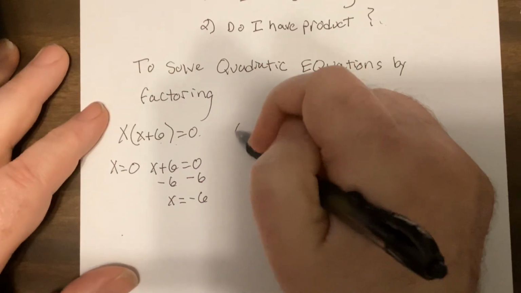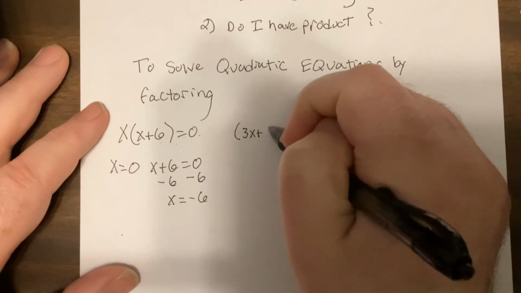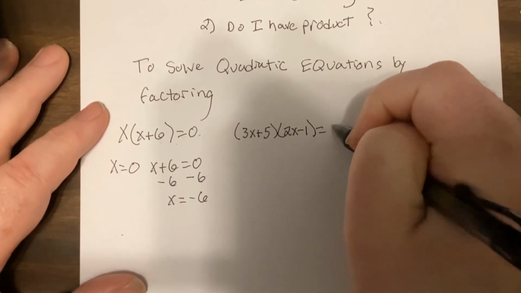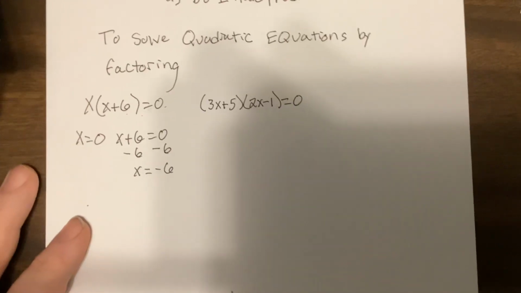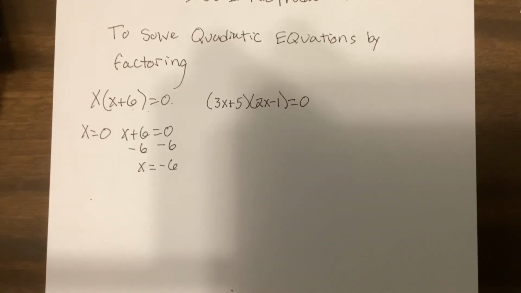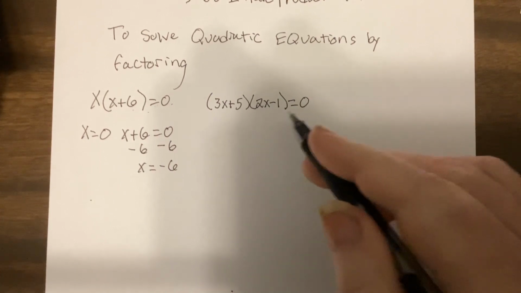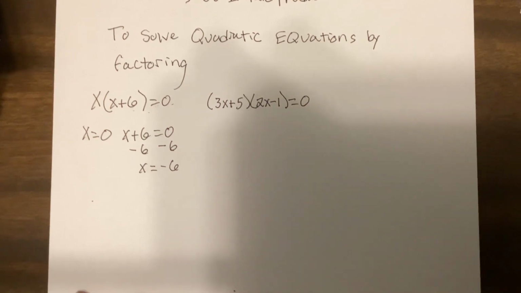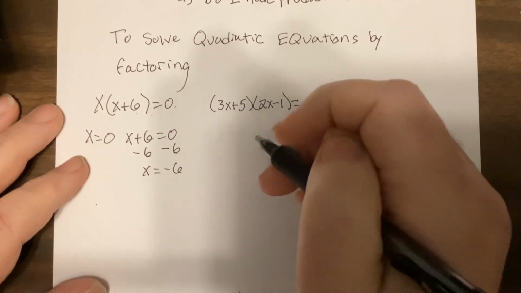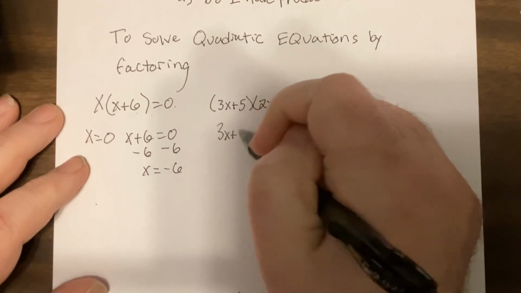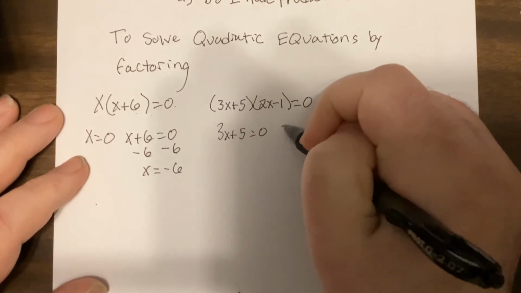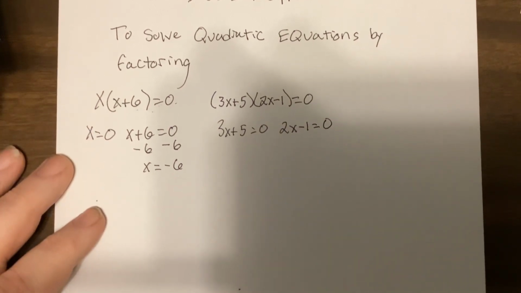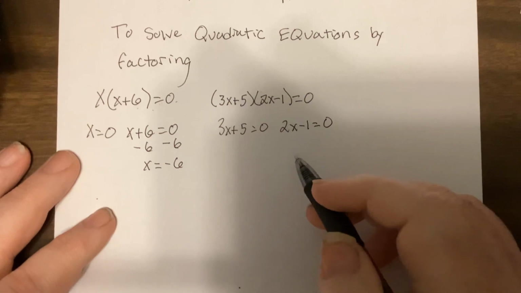So let's look at another one. (3x plus 5)(2x minus 1) equals 0. So I ask the first question, do I have something equal to 0? And you say, yes. Then you say, do I have a product? Well, whenever you have parentheses right next to each other, it indicates a product. So I set each factor of the product equal to 0. So 3x plus 5 equals 0, or 2x minus 1 equals 0.